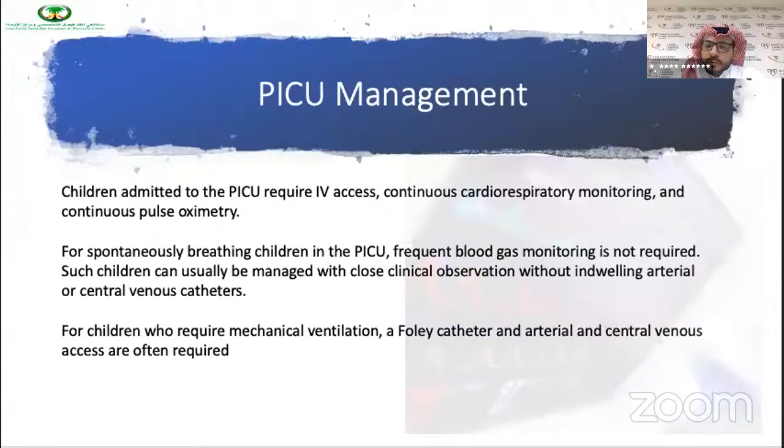In the ICU, the patient should also again have IV access, continuous cardiorespiratory monitoring, of course, and continuous pulse oximetry monitoring. For spontaneously breathing children in the PICU, frequent blood gas monitoring is not actually required. You can manage those patients by just close clinical observation without having an indwelling arterial or central venous catheter. For children who require mechanical ventilation, of course, you have to get both of those, and also have a Foley catheter in.